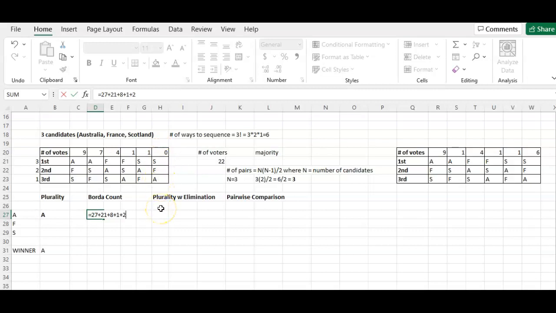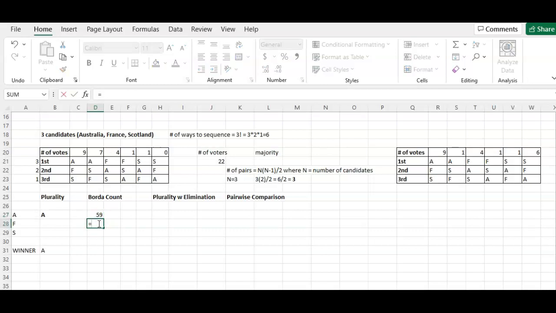Then I just hit enter, and as you can see, Excel put the result of that equation in this cell, which is a 59. If you look up here, you'll see what is actually in the cell. It's that equation, but it will display to you the result. So A received 59 points. And now we'll do the same thing for F.